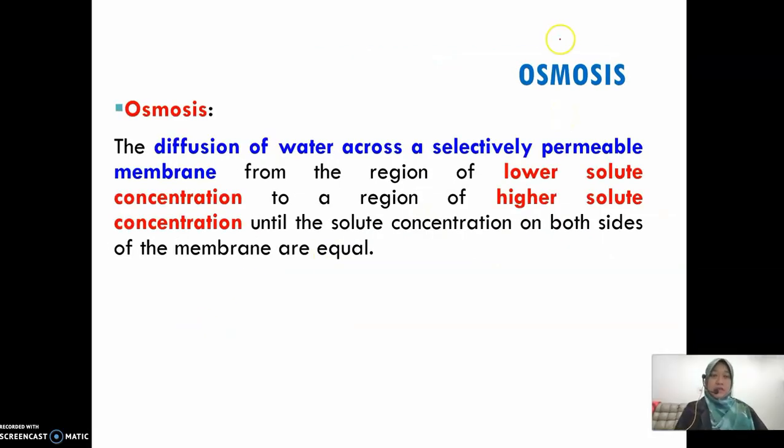One example of simple diffusion is osmosis. Osmosis is the diffusion of water molecules across a selectively permeable membrane. Since it is diffusion, it diffuses from high concentration of water to low concentration of water. On the other hand, you can say that it diffuses from low solute concentration to higher solute concentration until equilibrium is reached.